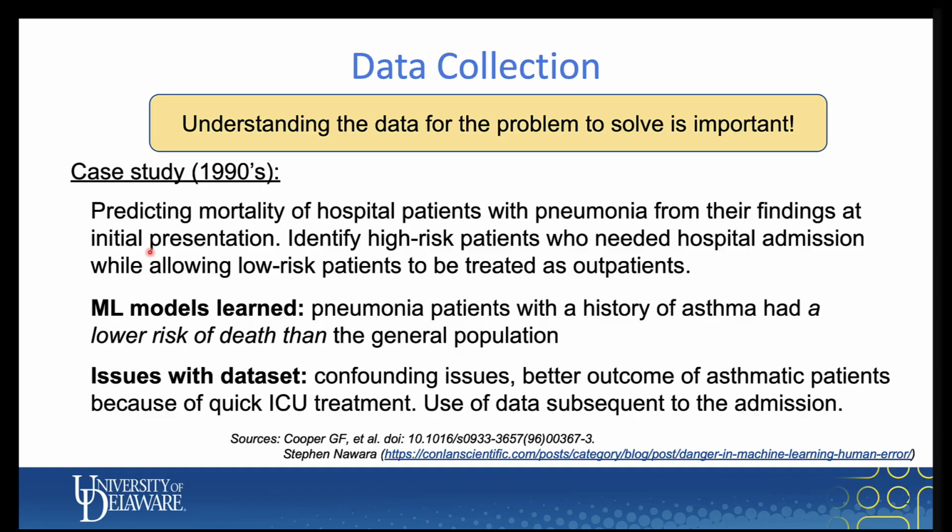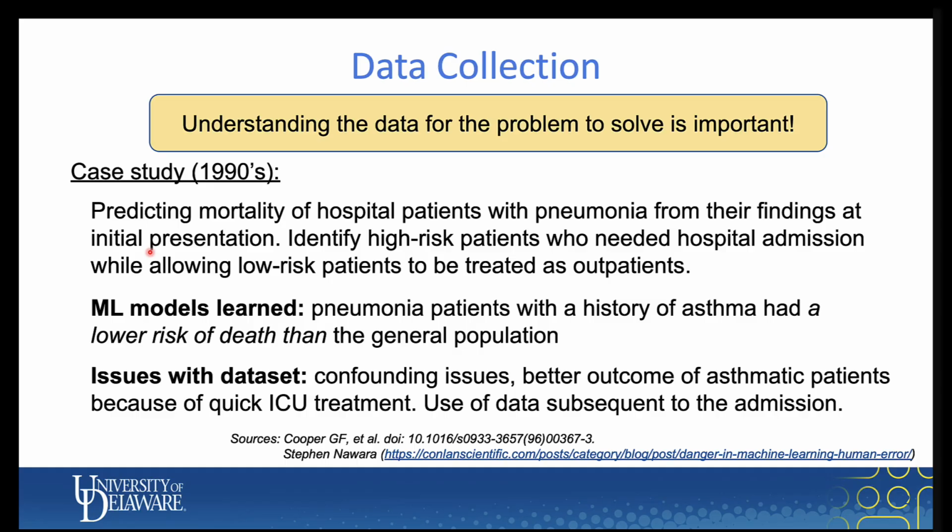Understanding the data for the problem to solve is very important, and I want to stress this importance by describing one notable example from healthcare in the 1990s, which involved a study designed to predict probability of death for pneumonia patients. The goal was to identify high-risk patients who needed hospital admissions while allowing low-risk patients to be treated as outpatients. The trained model produced a counterintuitive result.